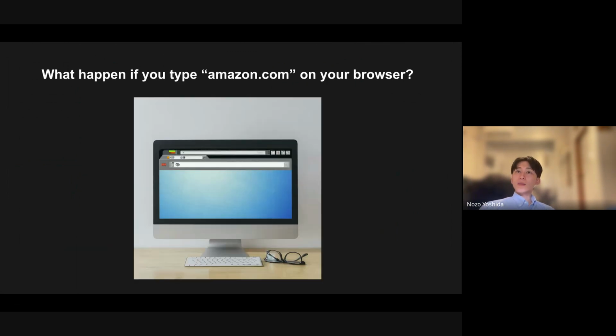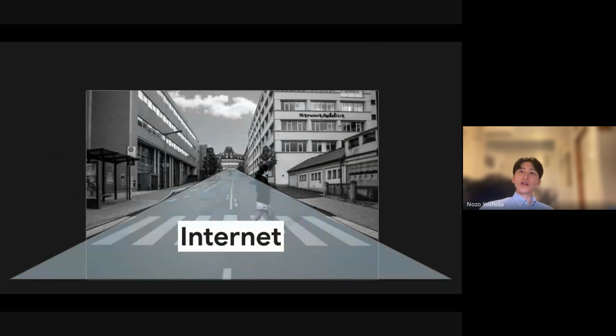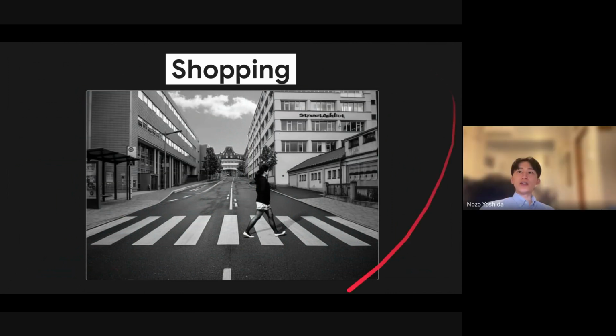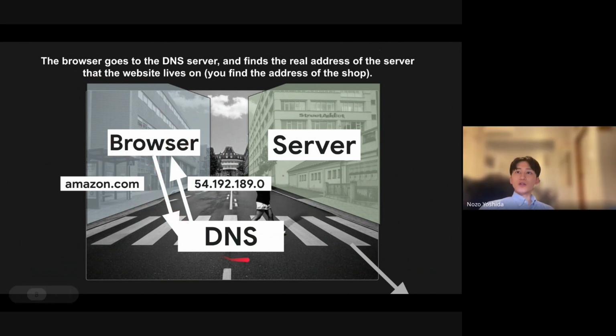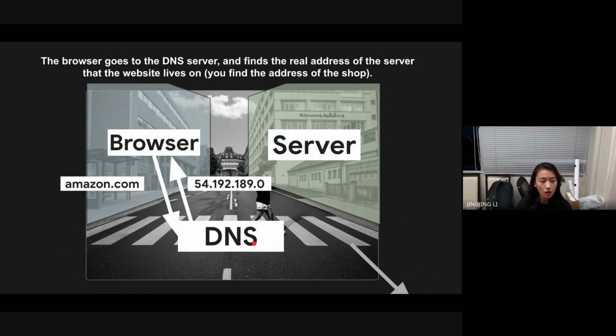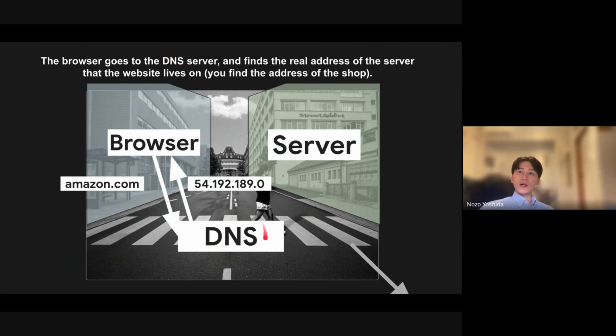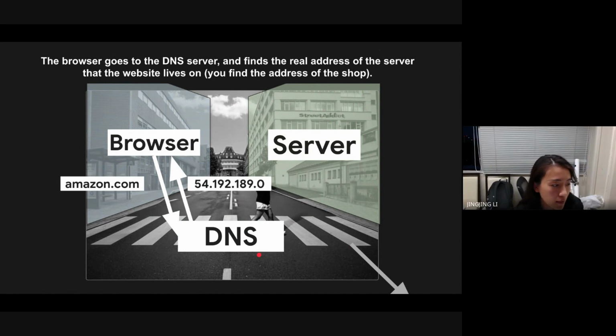So again, what happens if you type Amazon.com on your browser? You can imagine it from this situation. I will explain what happens step by step when you type that. So, firstly, the browser goes to DNS, which means domain name system. Have you heard of that concept? Yes, I think I heard it in Chinese. Let me search the English full name. Domain name system. Okay.